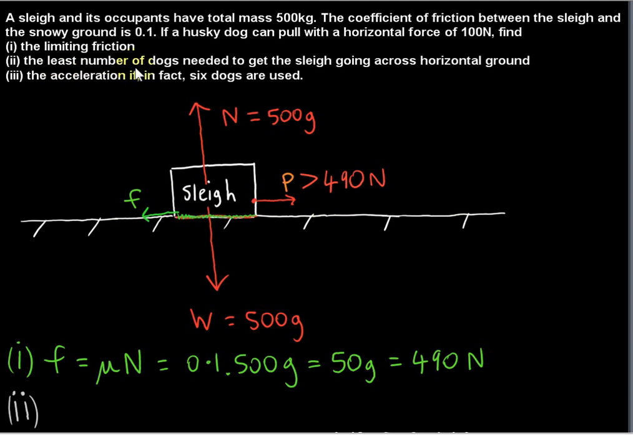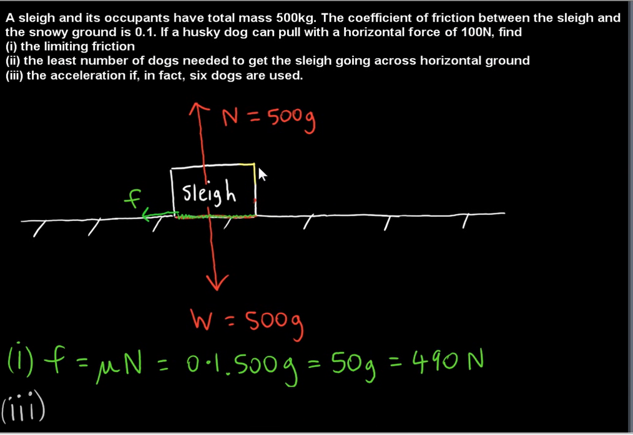So in part 2 we want the least number of dogs needed to get the sleigh going across horizontal ground. Each husky dog can pull with a horizontal force of 100 newtons. So how many 100 newtons fit into 490 newtons? We just have 490 divided by 100. So that's 4.9 dogs. We need at least 4.9 dogs. Of course we can't have 0.9 of a dog, so we need at least 5 dogs. So 5 dogs is the answer to part 2.